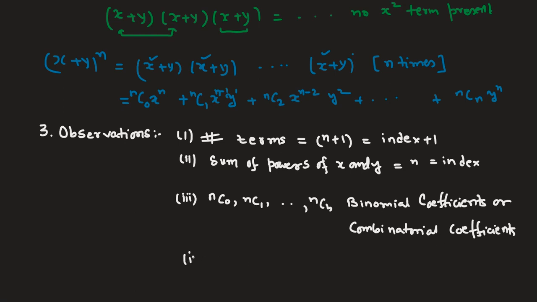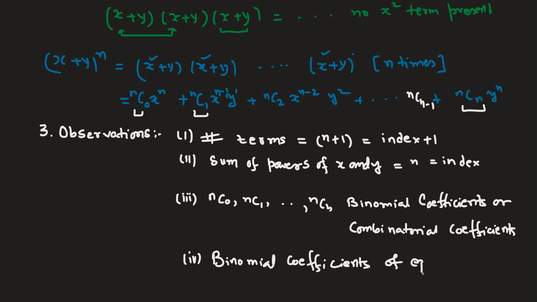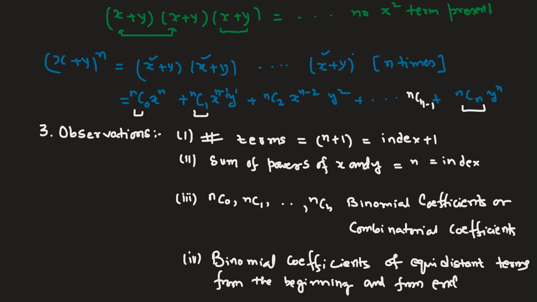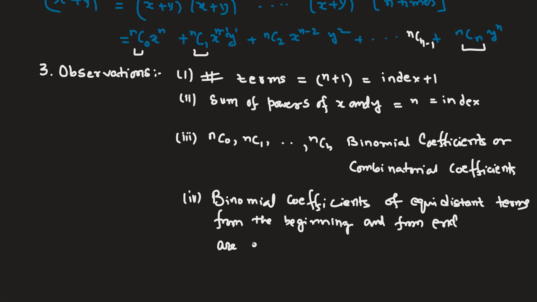Now, one more thing you notice is that the value of the binomial coefficient from the beginning and from the end, if you take the term, it should be the same. That means equidistant terms from the beginning and the end have the same binomial coefficient value, which is the same as nC(n-1), like that. So binomial coefficients of equidistant terms from the beginning and from the end are equal.